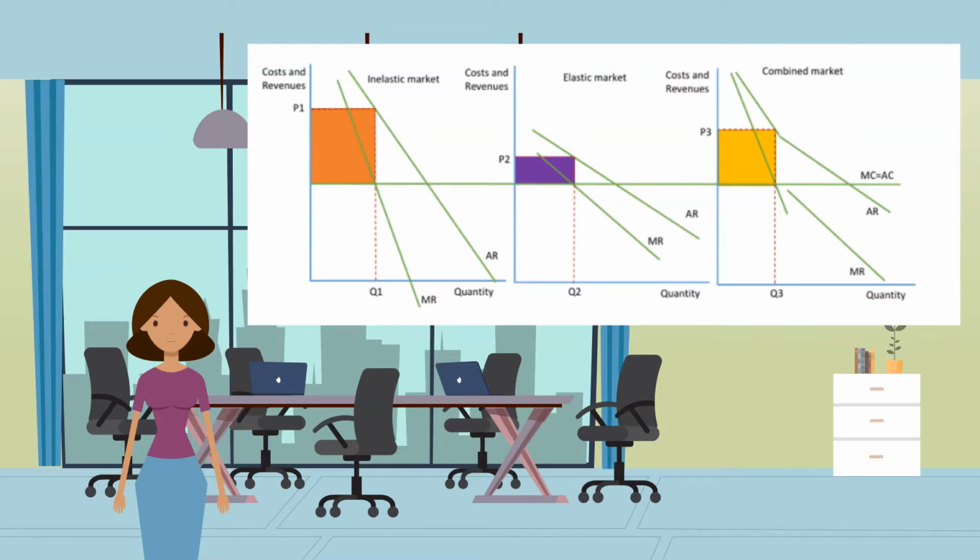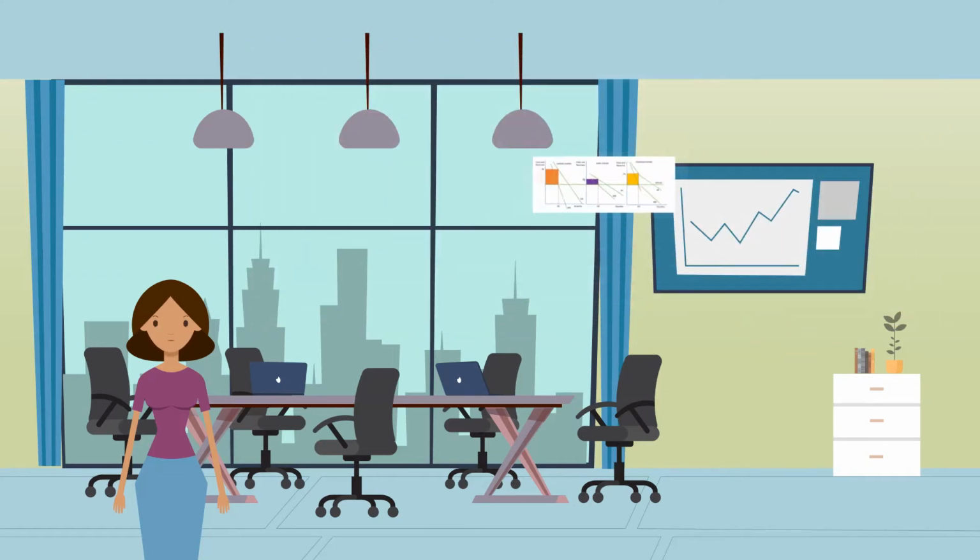This shows that by price discriminating and having two separate markets, the inelastic market and the elastic market, rather than a combined market, the firm can make higher profits. The orange area plus the purple area is larger than the yellow area.